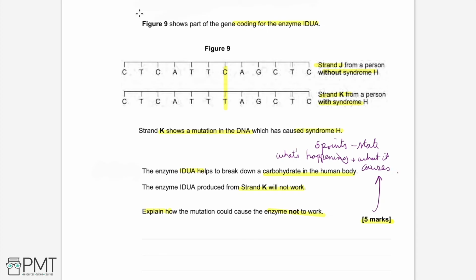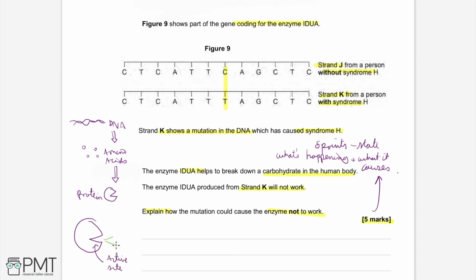Let's have a think about how an enzyme is produced from DNA. Well, DNA codes for a specific sequence of amino acids. These amino acids, in turn, come together to form a protein, in this case an enzyme. Now, the enzyme works by having a specific active site, which is complementary to the substrate, in this case the carbohydrate. Now, this active site is very sensitive, so any small changes will mean it won't work any longer. This is what's happened from the protein being made from strand K.